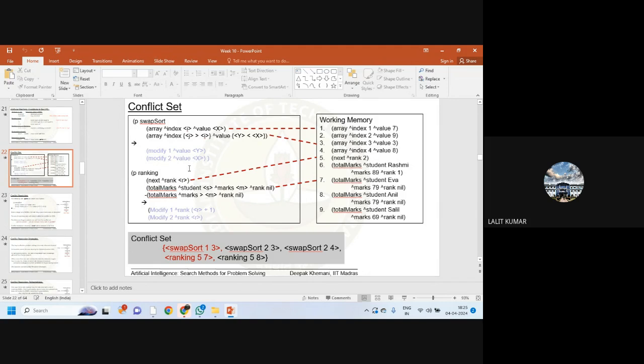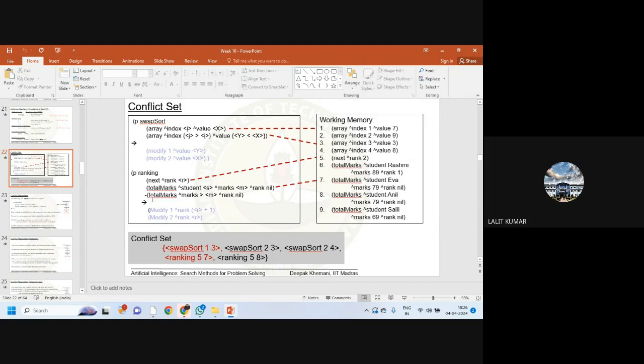Next rule, we know that next rule is basically on the pattern next. So next is 5, so it will match only with WME5. And it has taken next rank R, so R will become 2. So here it will become next rank 2. Now it will try to identify this second pattern.